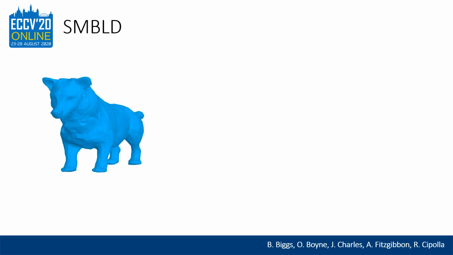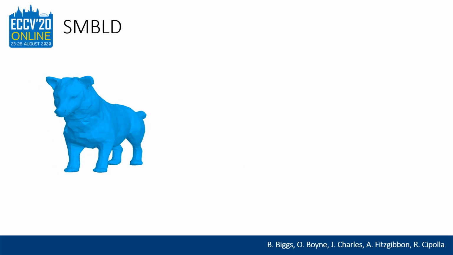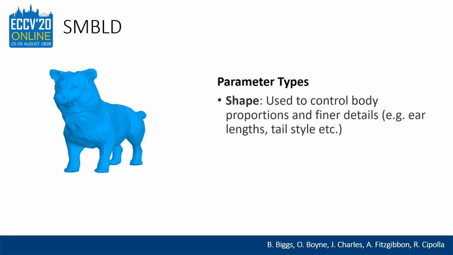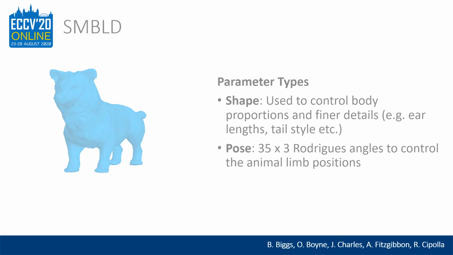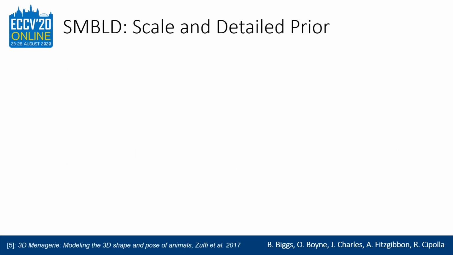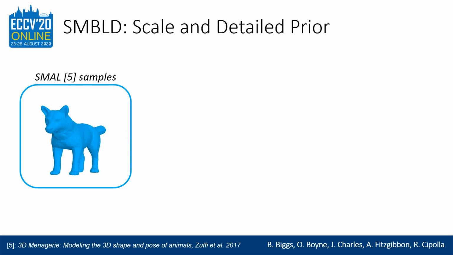We begin by discussing SMBLD, our new 3D deformable dog model, which consists of shape parameters to represent the diverse dog body shapes and pose parameters that affect the limb positions. We extend SMBLD from the original SMAL model by making a number of adaptations to improve the model's representational power over the challenging dog category.